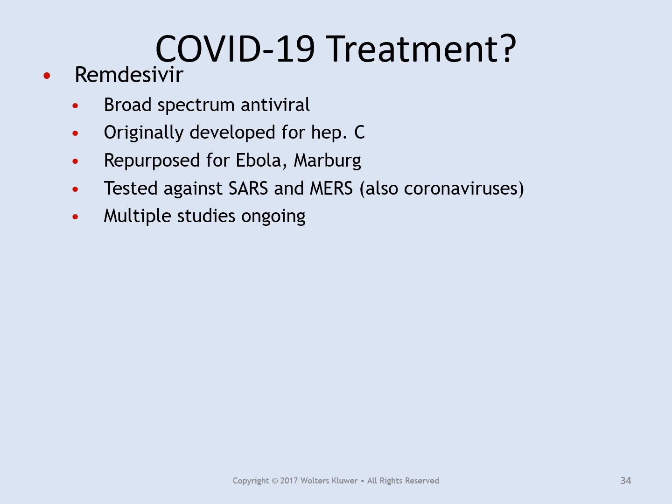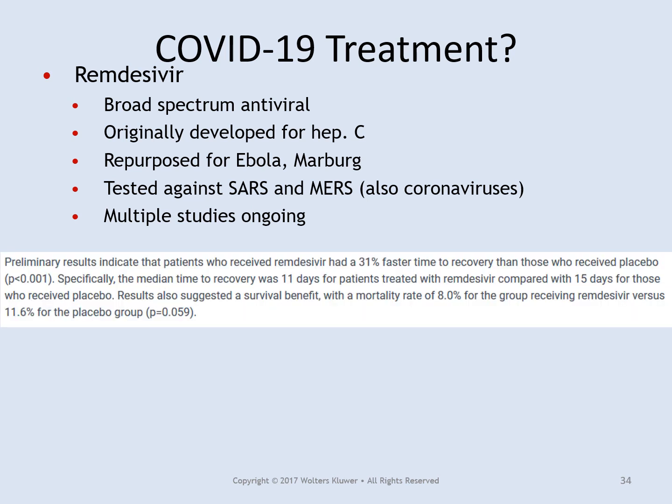It seemed to do really well against SARS and MERS. Right now there are a whole bunch of studies going on with remdesivir, and so far they seem to be fairly promising. This I pulled out of a study from the NIH. Some really nice stuff here. So patients on remdesivir had 31% faster time to recovery. This P less than 0.001 is really good when we look statistically. Median time to recovery was 11 days for patients with remdesivir, 15 days if you didn't get it.